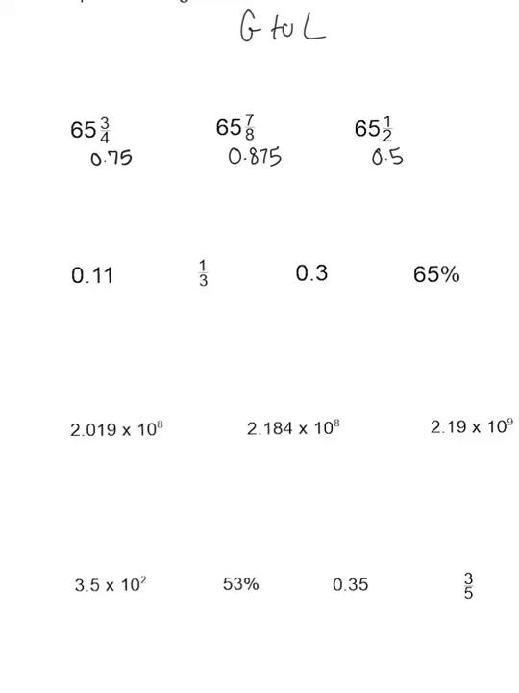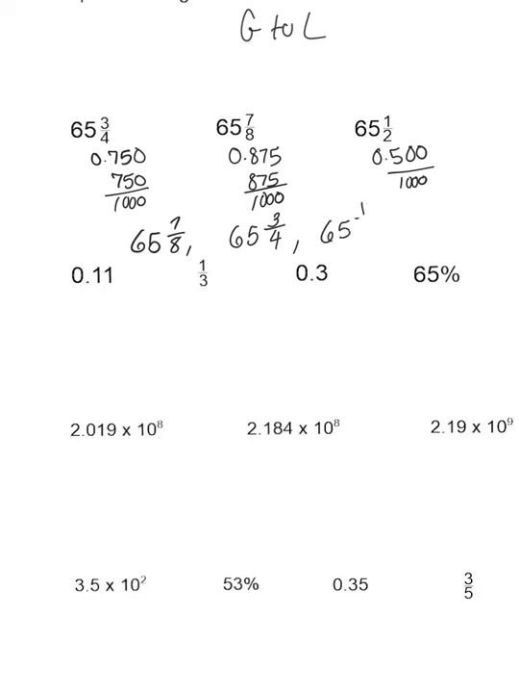Okay, we have 3 digits after the decimal on one of these, so they all need to be because it's our biggest. So we'll add in those 0 placeholders. So we have 750 over 1,000, 875 over 1,000, and 500 over 1,000. So going greatest to least, my biggest is this 875 thousandths. So that was 65 7/8. My next is the 750 thousandths. So that was 65 3/4. And then I have my 65 1/2.